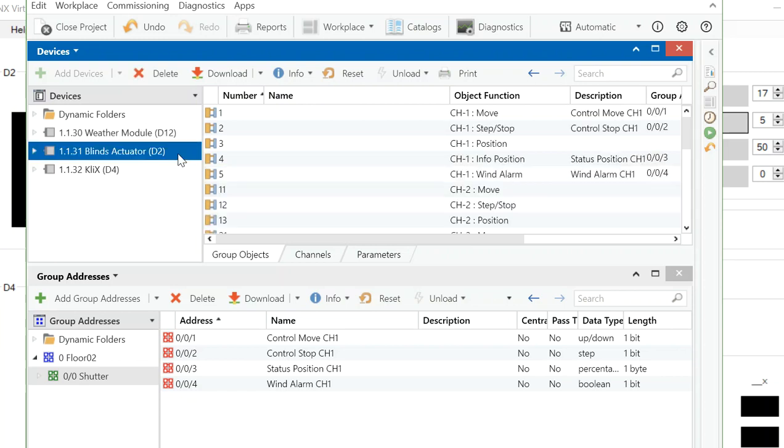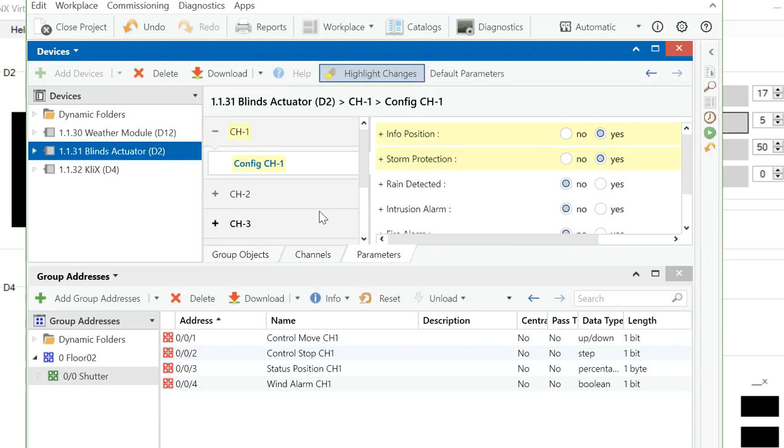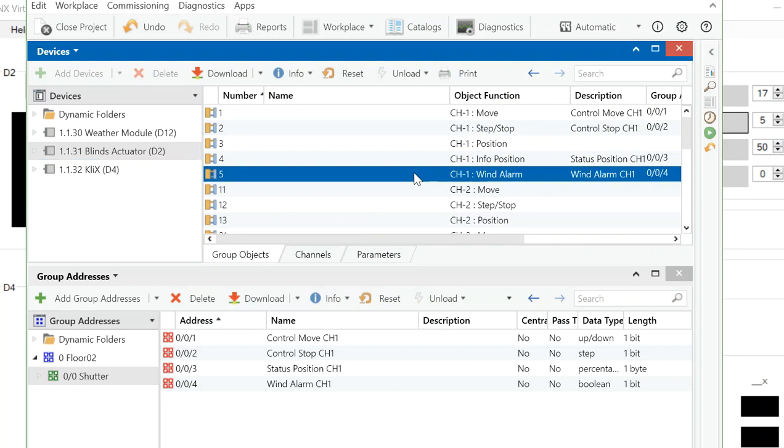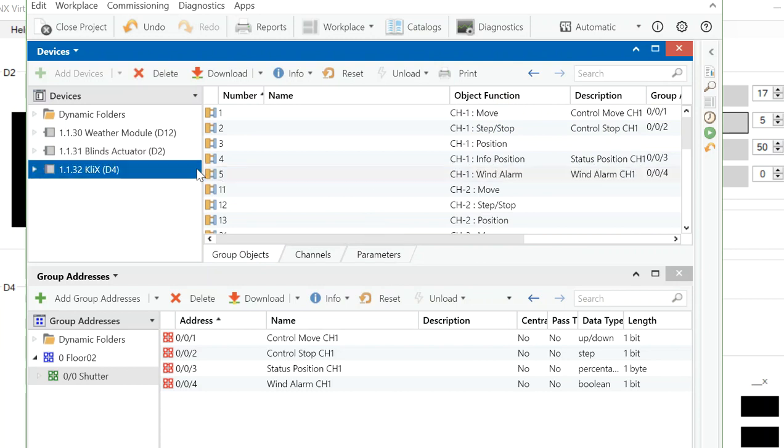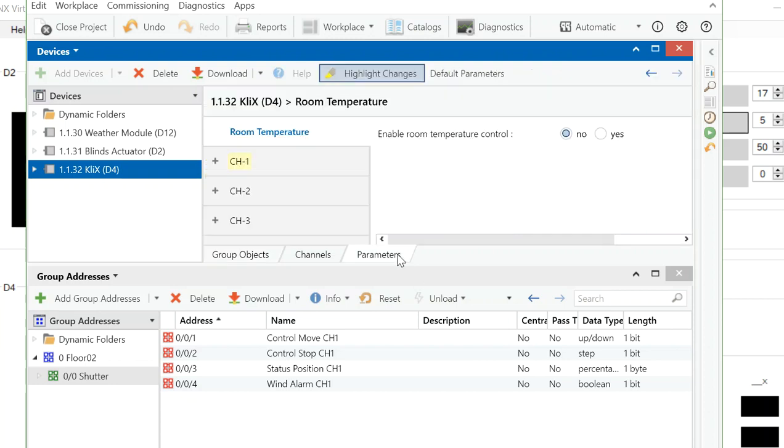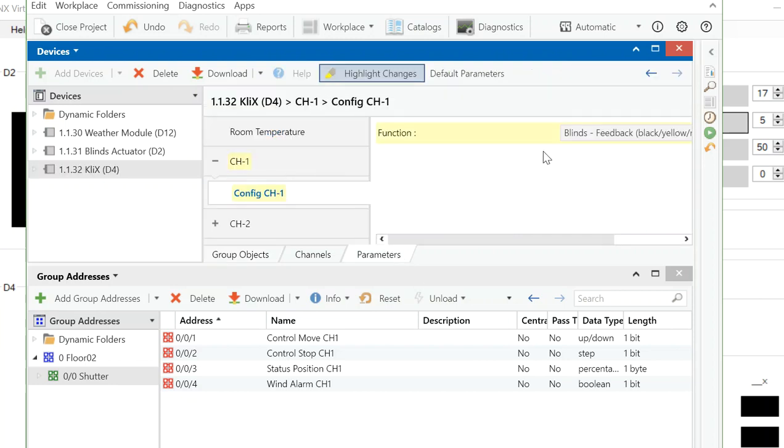But about the actuator, for channel 1 of the blind actuator in KNX Virtual devices, we activate the storm protection, put it on yes, okay? Then it provides us the wind alarm group object. Of course, with the push button on channel 1, we want to be able to control the blind. Great.